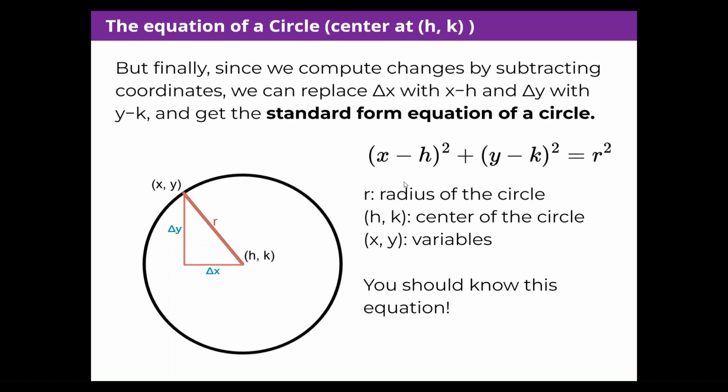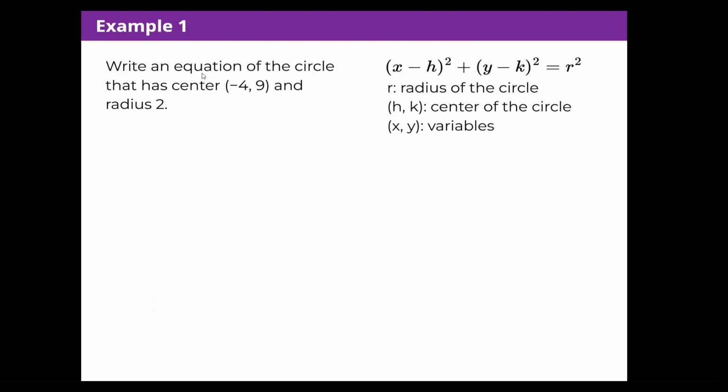When you're writing one of these equations, x and y should remain as your variables. h and k are replaced with the center of the circle, and r, of course, is replaced with the radius of the circle. Let's practice. First, let's write an equation of the circle that has center (negative 4, 9) and radius 2.